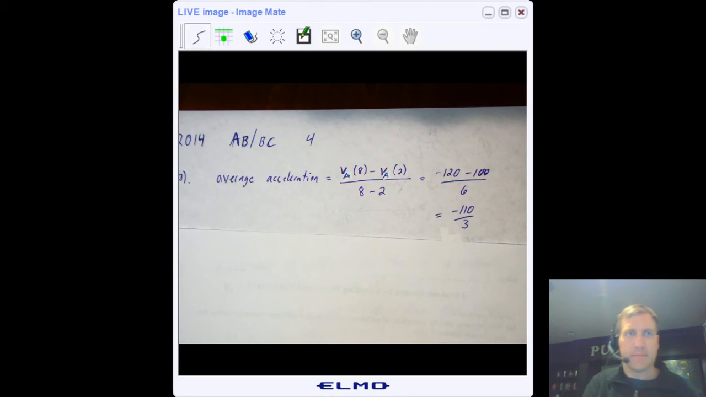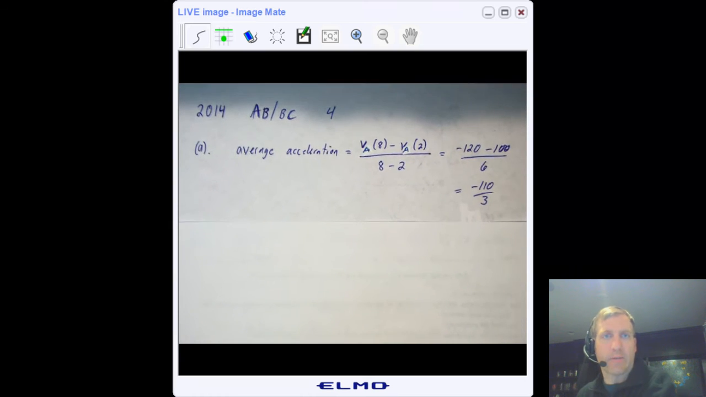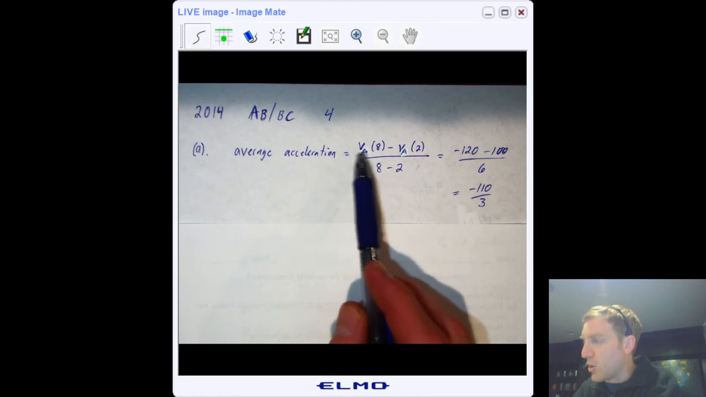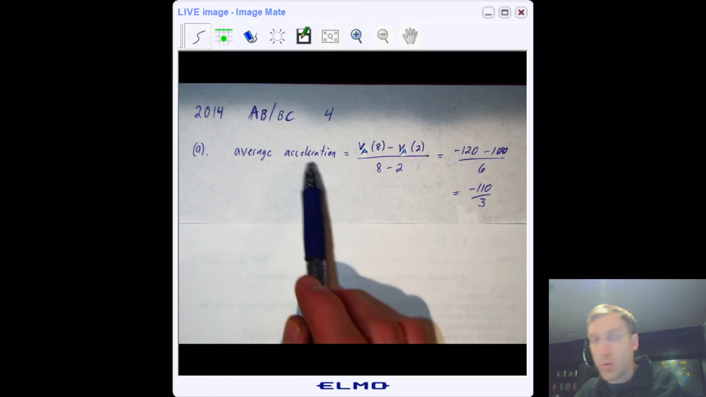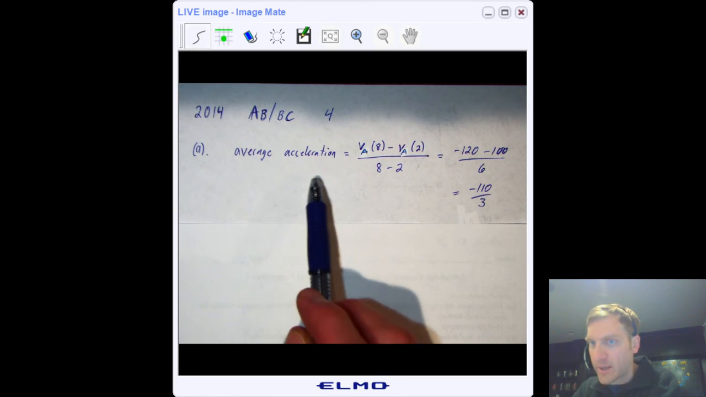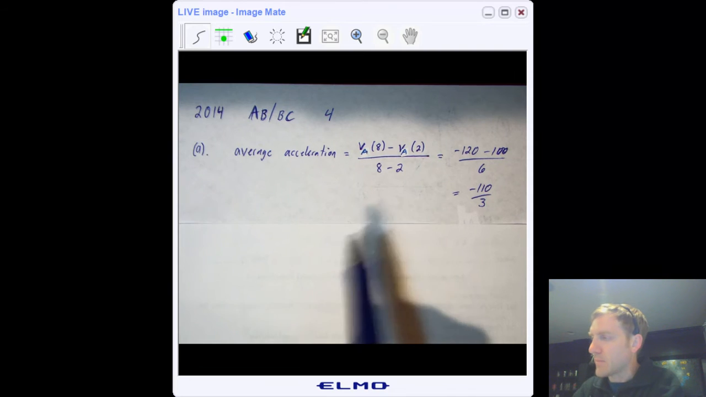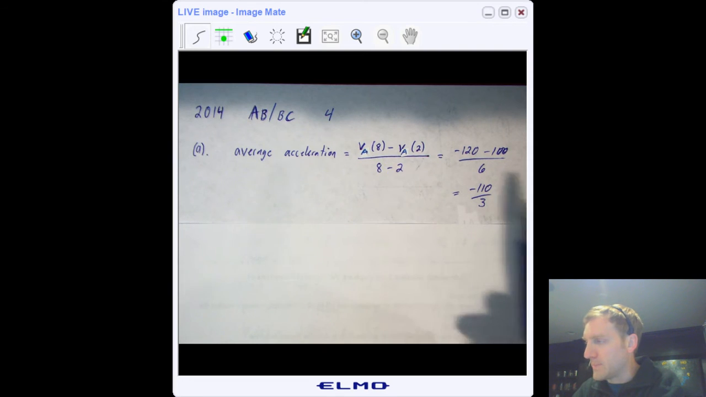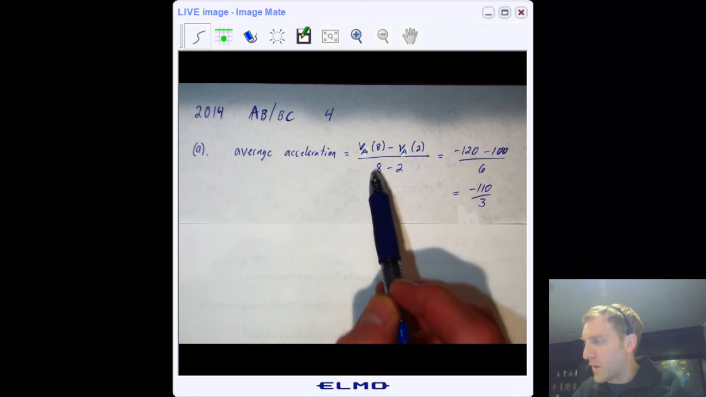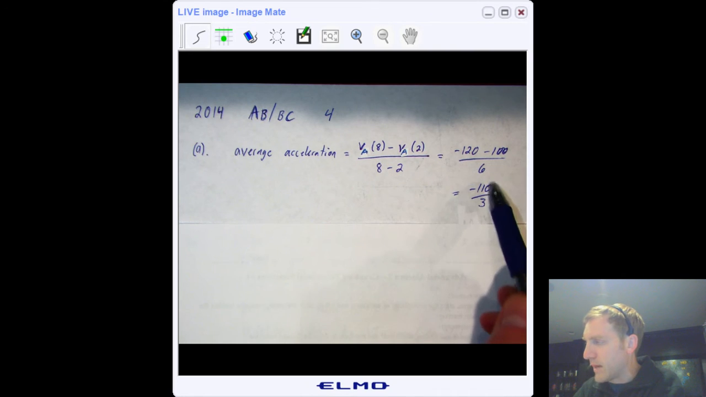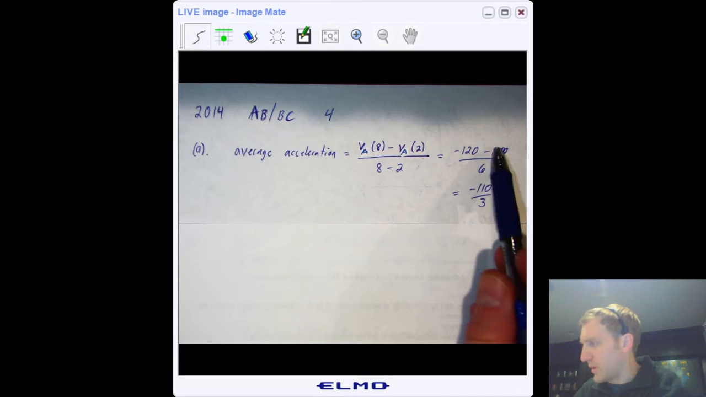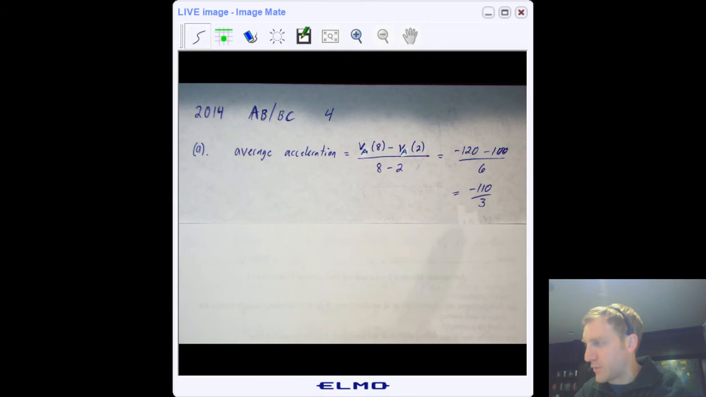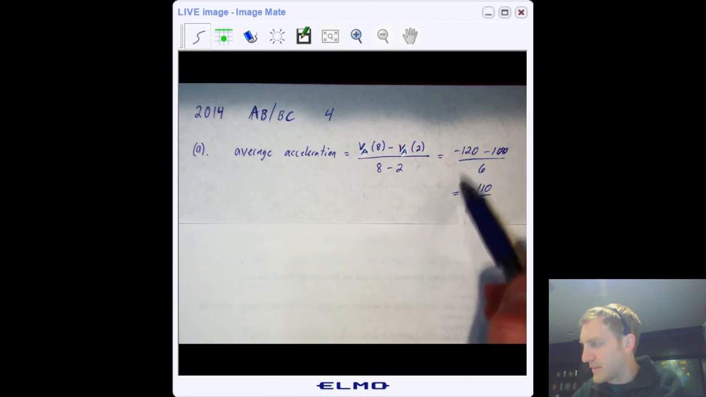Well, average acceleration is just the slope of velocity. Notice it's average, so you don't do a derivative, right? You're not doing the slope of acceleration, to be clear. You're doing the slope of the velocity. So you just do v of 8 minus v of 2 over 8 minus 2, and you get -220 over 6, or -110 over 3. Again, you could leave it like this, that's fine.